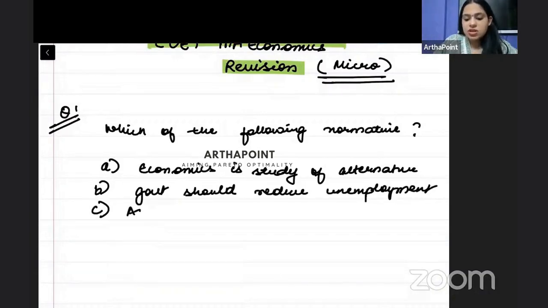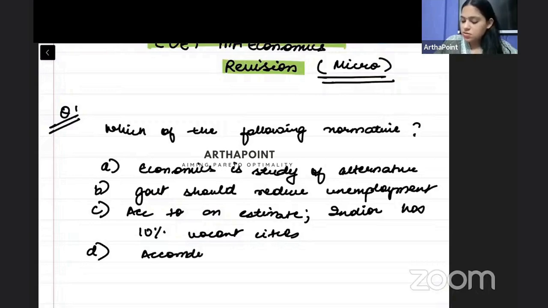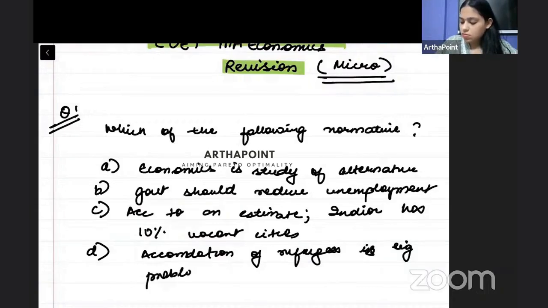The third option is, according to an estimate, India has 10% vacant cities. And last is, accommodation of refugees is big problem in India. So you have to tell which of the following is a normative statement.